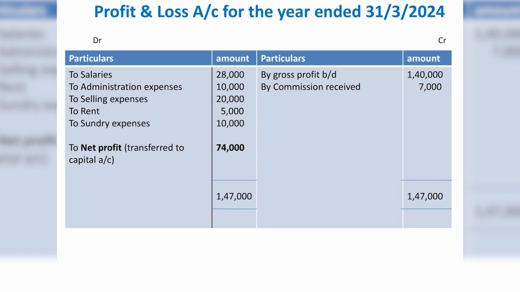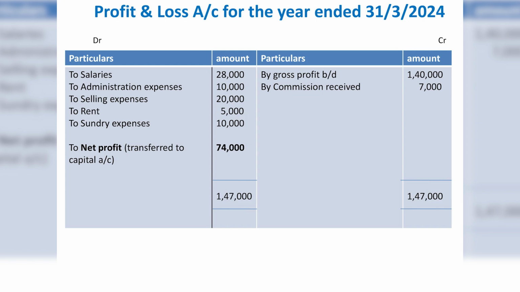Before taking the adjustment on the debit side, the first thing is we should bring down the result of the trading account. So, here as per the instruction given in the problem, there is a gross profit. Gross profit brought down on the income side, that is on the credit side, is rupees 1,40,000. And during the year, the other income is in the form of commission received rupees 7,000, and the total of the income side, means the credit side, is 1,47,000.